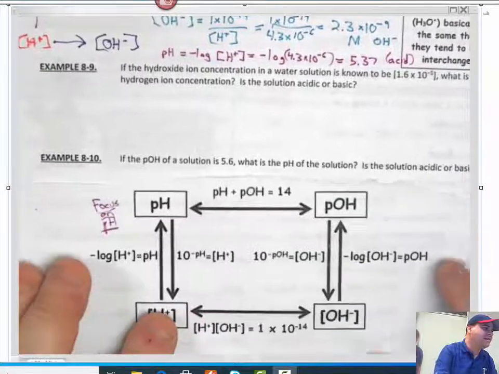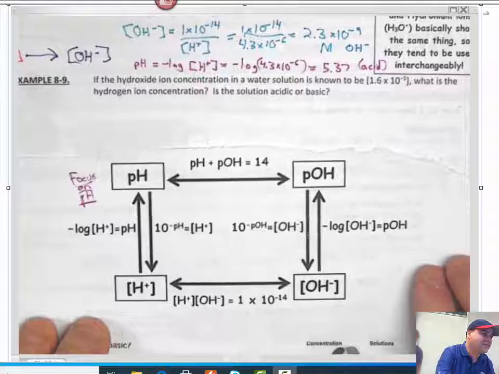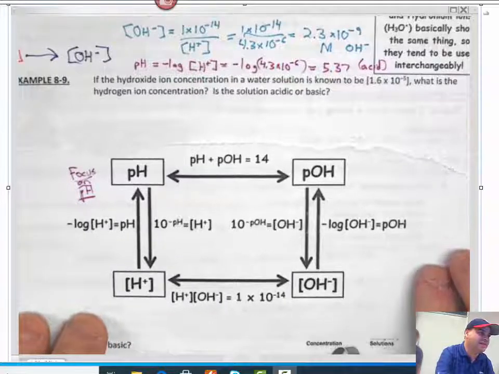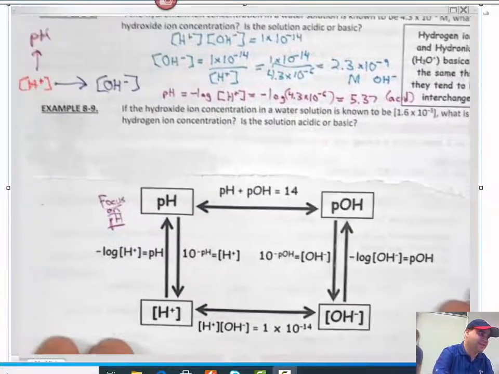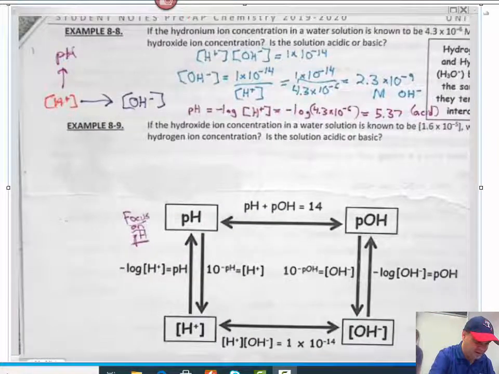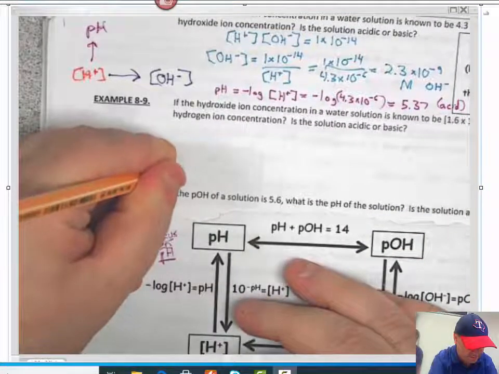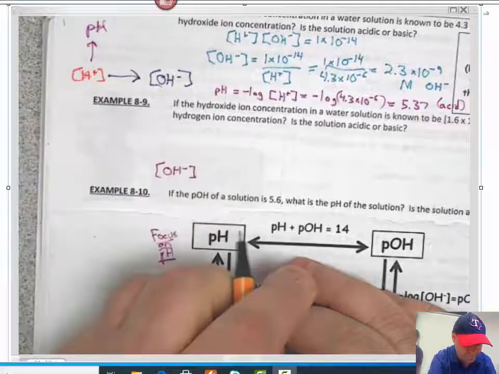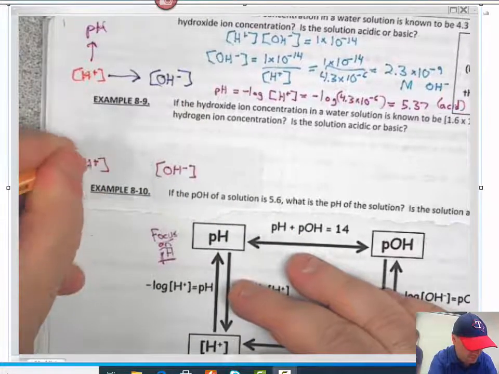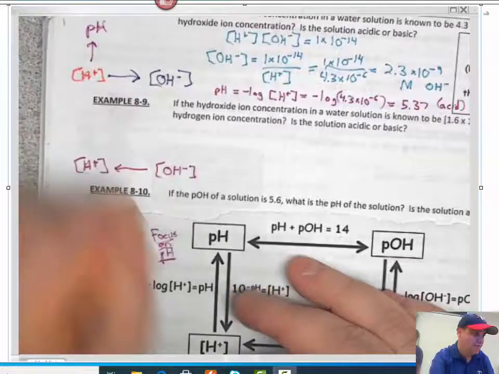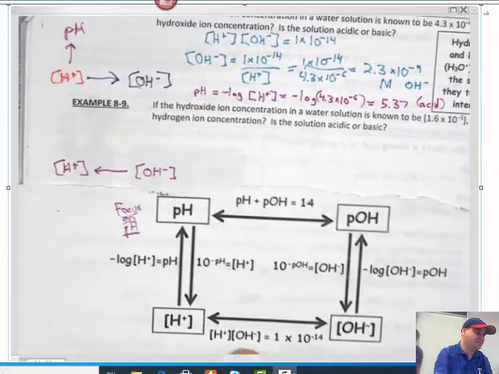Okay, moving on to the next problem here. If the hydroxide ion concentration is known to be 1.6 times 10 to the negative fifth, what is the hydrogen ion concentration? Is it acidic or is it basic? So right now, we are starting off with the hydroxide ion concentration. We are trying to find the hydrogen ion concentration. So we are going to go across that way. Okay? So we're going to use this formula right here.